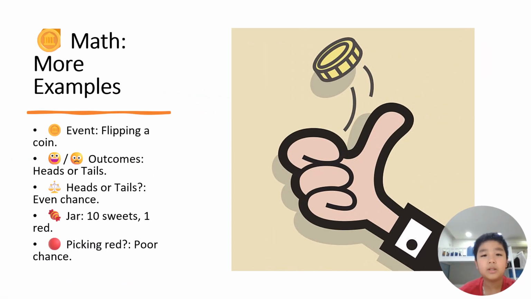Here are some more examples. If the event is flipping a coin, the possible outcomes are heads or tails, and the chance of getting heads or tails is an even chance. Imagine a jar with 10 sweets and only one of them is red. If you pick a sweet without looking, the chance of picking the red one is a poor chance because there are 9 other sweets you could pick.